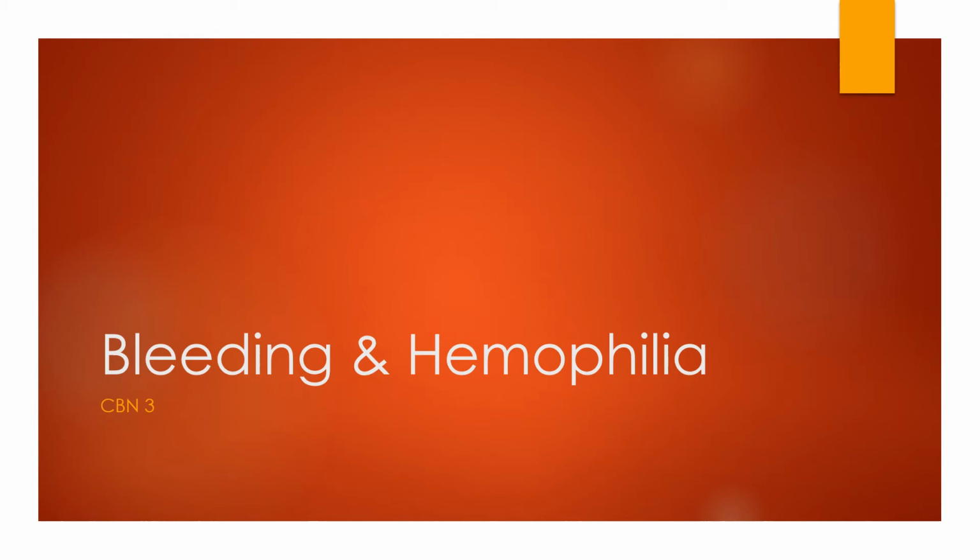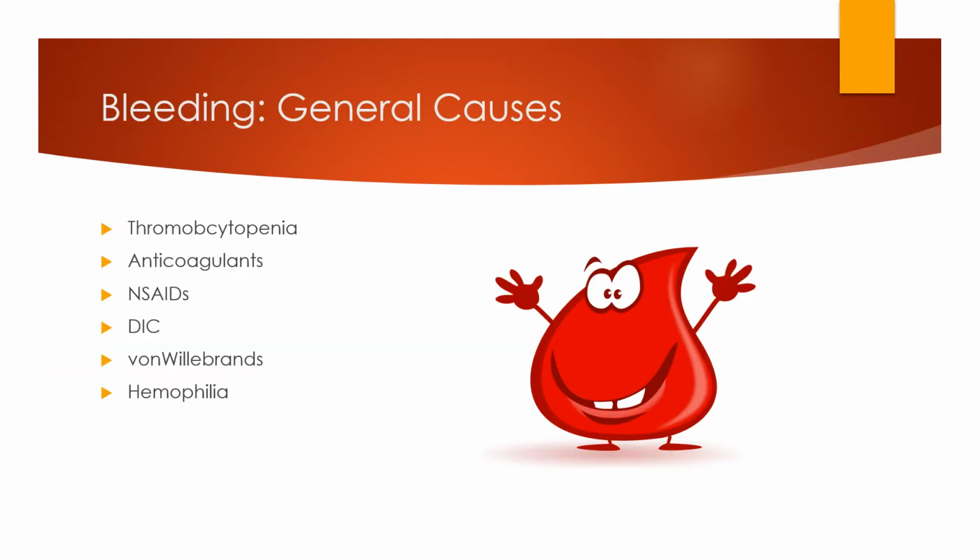The next concept that we're going to talk about in the PowerPoint is bleeding and hemophilia. Looking at general causes of bleeding, the first one we're going to look at is thrombocytopenia. This is a decrease in the number of platelets in an individual. Platelets are responsible for clotting, so if an individual has a decreased number of platelets, then they will have a problem with clotting and will continue to bleed or experience excessive bleeding.